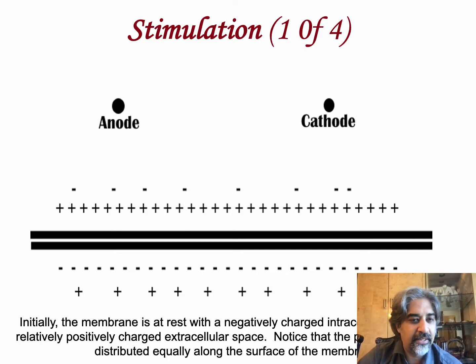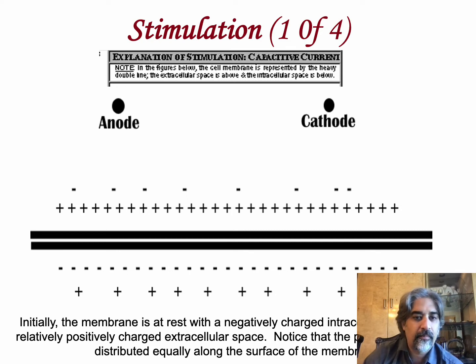So the first thing is that you put the cathode on the skin, and you have the plasma membrane here, and you have all these positives outside the cell, those are the sodiums, and all the negative macromolecules on the inside. This is the resting membrane potential.